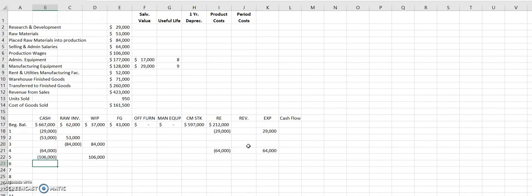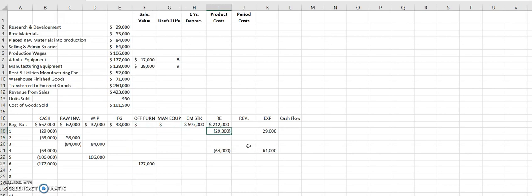So transaction 6, we paid $177,000 to purchase equipment used in admin offices. So we paid cash. So our cash is going to come down for the grand total, and our office furniture and equipment is going to be going up. That's what we use that money for. Okay.